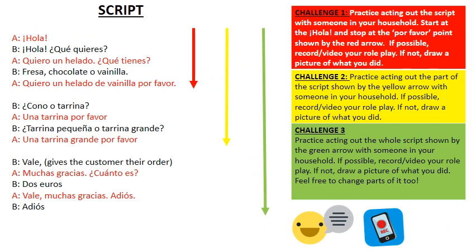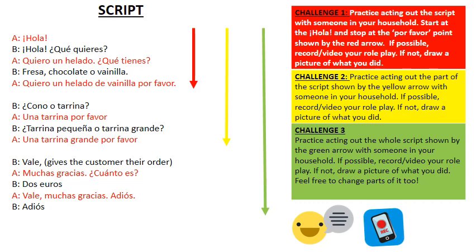This is basically the whole script of the role play. So you've got it in those 3 sections, and on the right hand side of the screen you've got the challenges described. So we'll go through them and then you can pick which one you want to have a go at. Challenge 1. Practice acting out the script with someone in your household. So that means somebody that you are living with. Okay. Start at the hola, and then stop at the por favor, and that's the bit shown by the red arrow, and that is totally fine if you choose to do challenge 1.